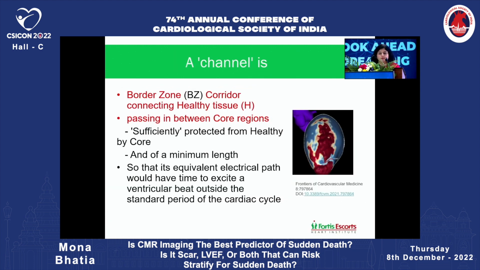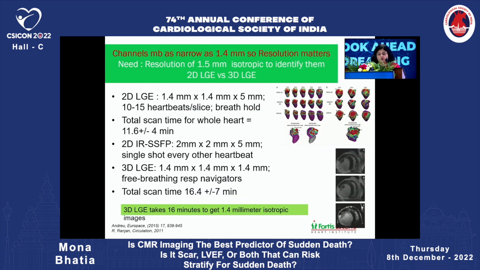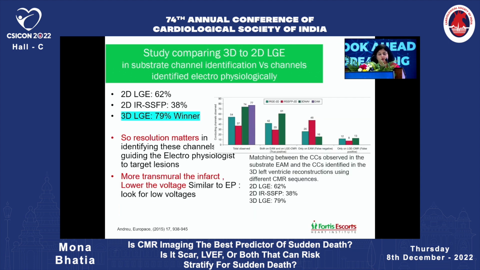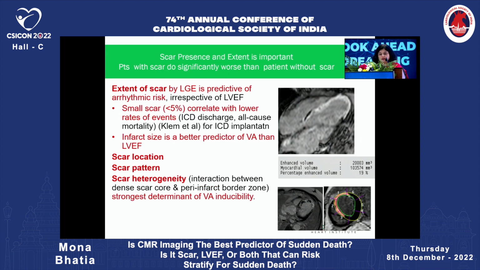A channel is a border zone or a corridor which connects the healthy tissue, passing in between core regions. And channels may be as narrow as 1.4 millimeters. So resolution is exceedingly important. And that is why 3D late gadolinium enhancement is now being used and is a very good tool in order to look at all these substrate channels.